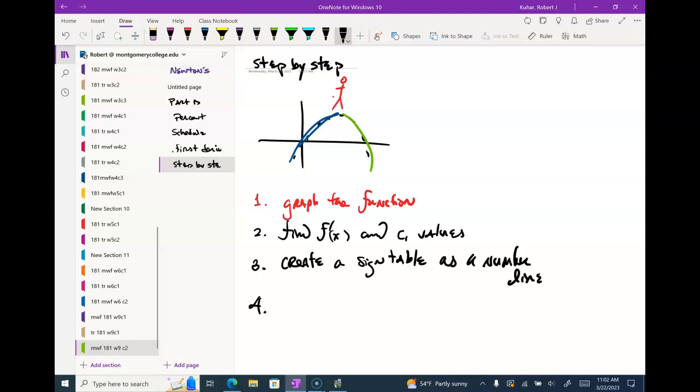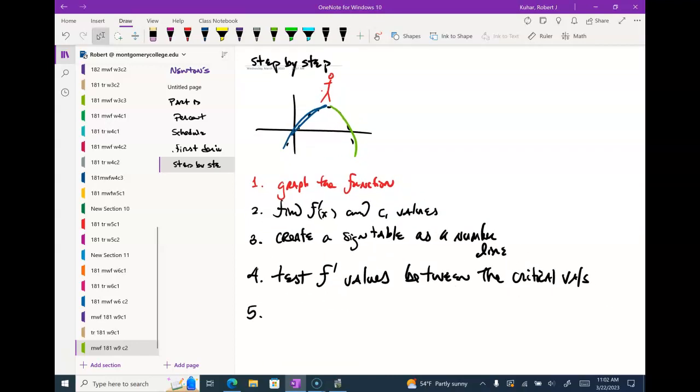Step 4, test f prime values between the criticals. Left of, right of, and between, right? So the number line should be the domain of the function. If it's a polynomial, your number line is the whole number line, right? If it's a ln, the domain is from 0 to infinity exclusive, right? Is that making sense? You need to think about the domain of the function. That will create how big your sign table is.